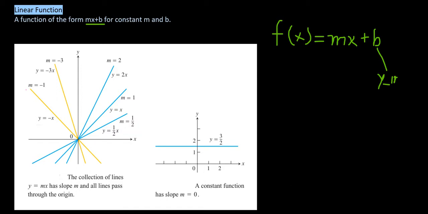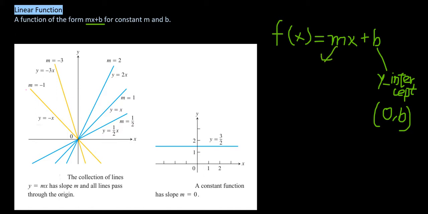in which we have an ordered pair that makes our y-intercept, that is 0 and b. 0 is the value of x in the ordered pair and b is the value of y in this ordered pair. And you can say that this is the y-intercept and this is our slope.